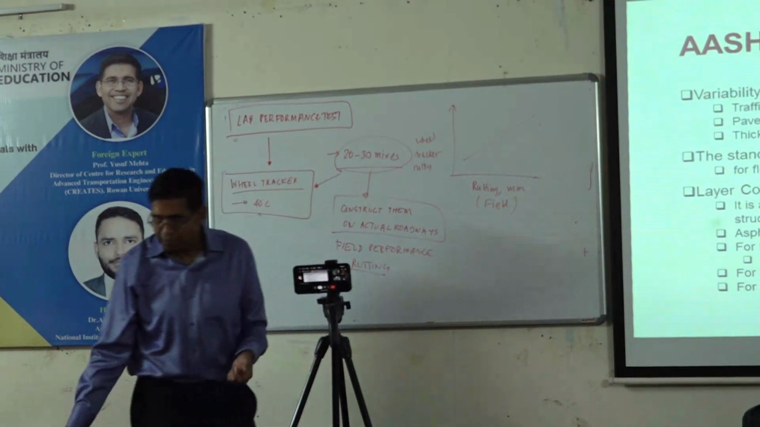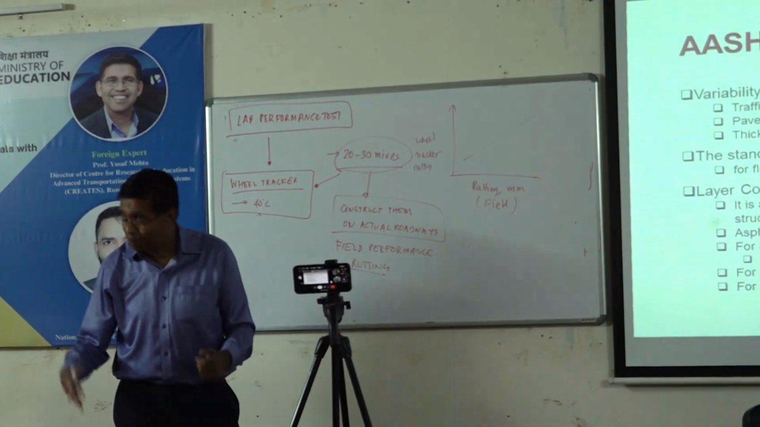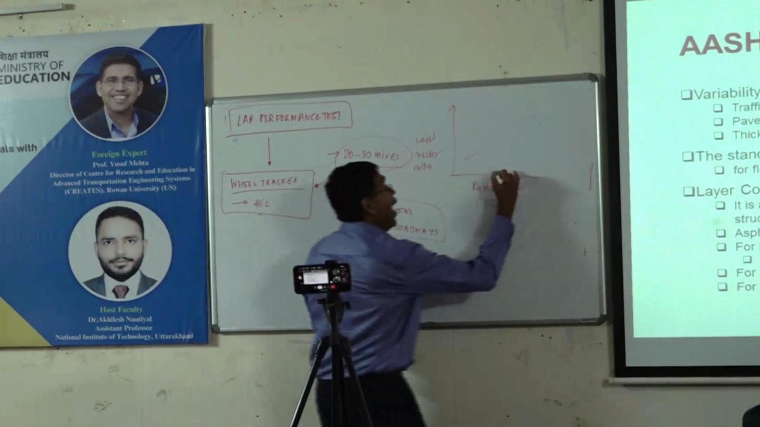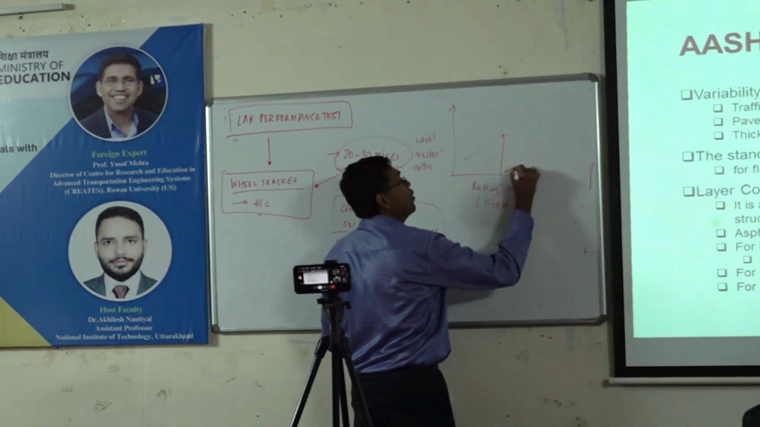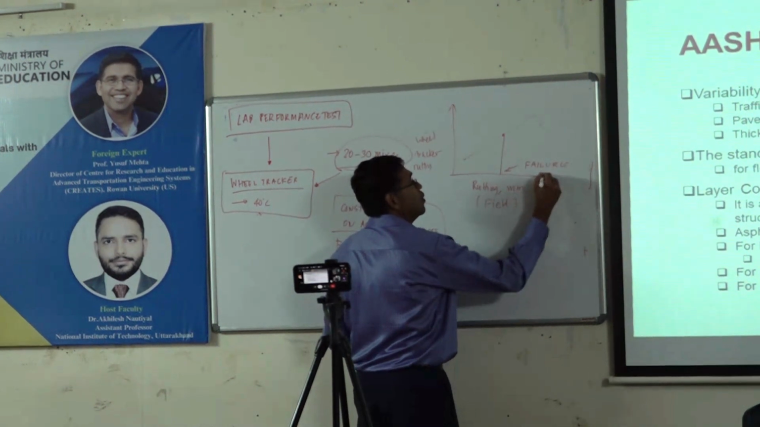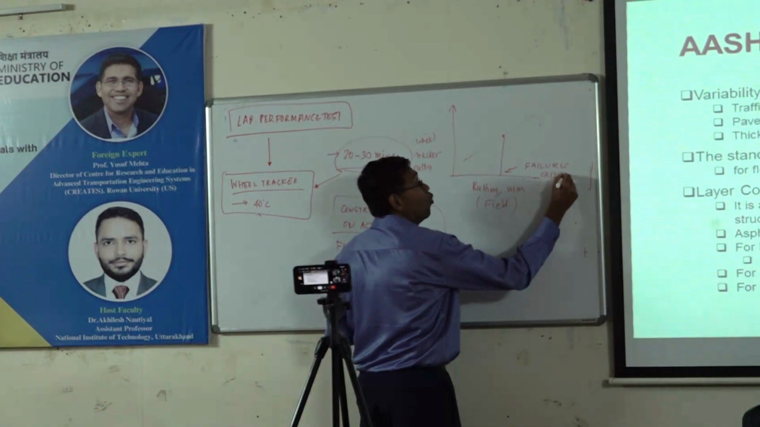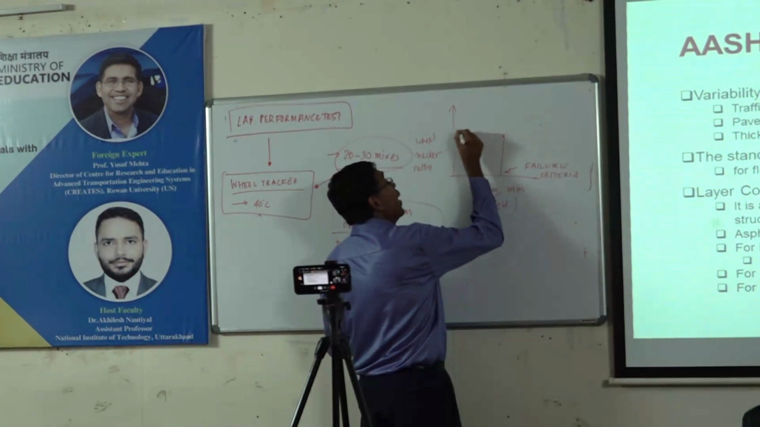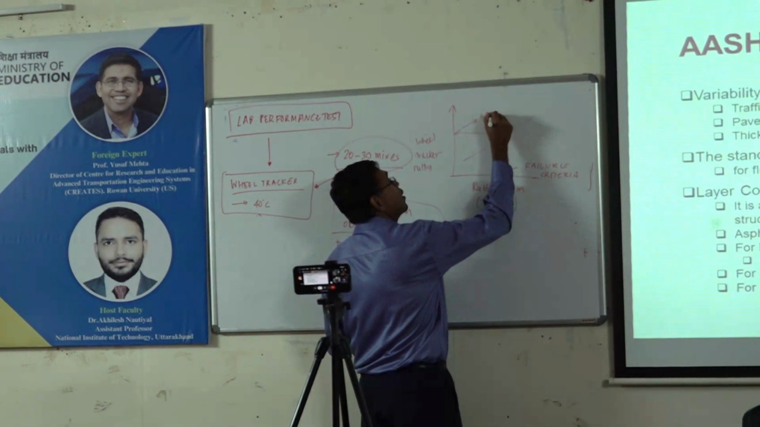Fair enough, right? It won't be a straight line, it won't be clear cut, but give or take. Now I have my criteria, right? Failure criteria. Remember, the failure criteria is always on the field. And now I come back, and this is the lab failure criteria.